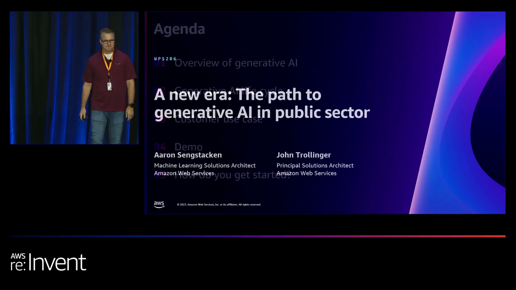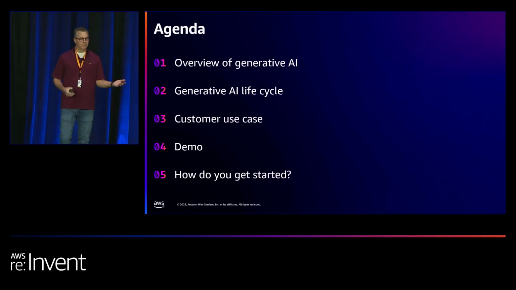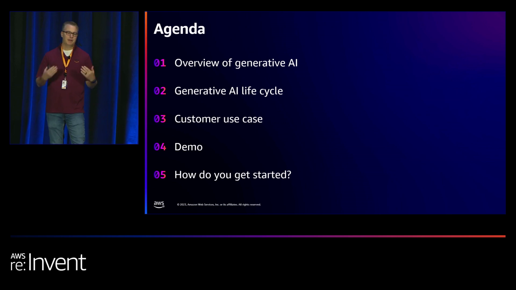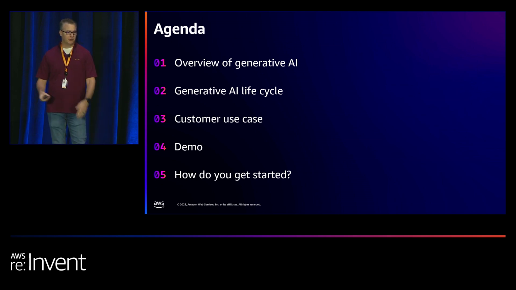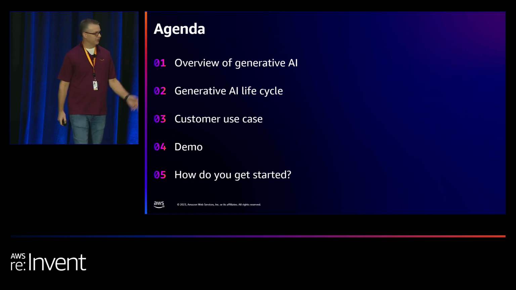But I'm John Trollinger, and I'm a principal solutions architect at Amazon. Quickly, today we're going to split the talk up. I'm going to go through the first part, talking about some of the steps to get to generative AI. And then Aaron's going to walk you through the rest of the presentation as we go through the agenda here.